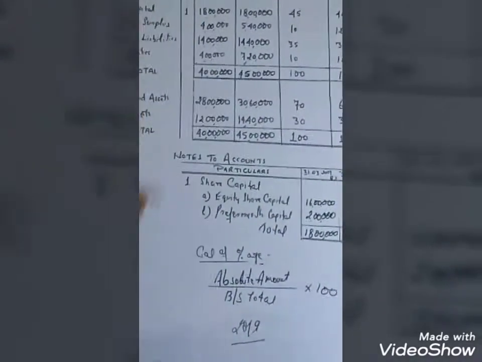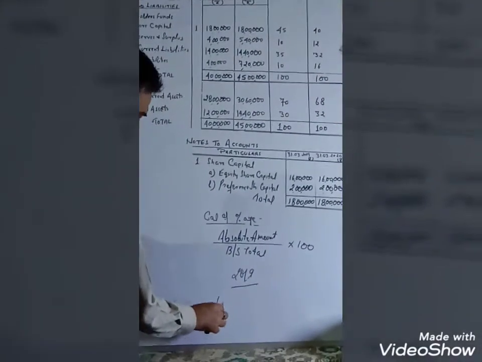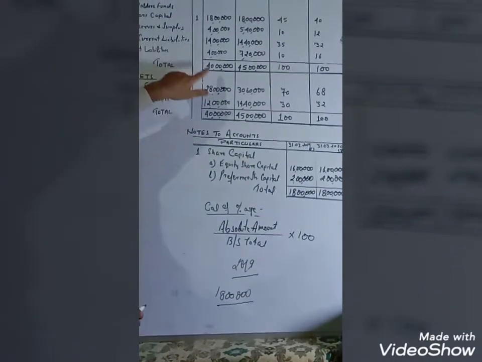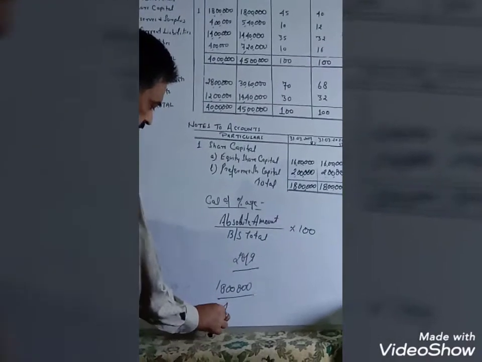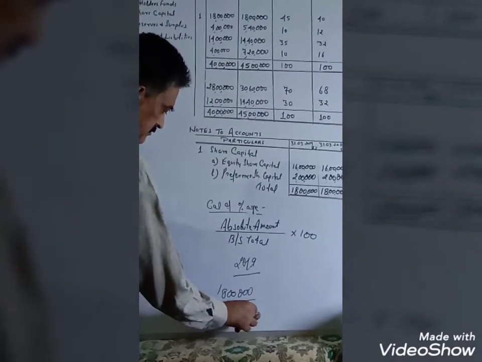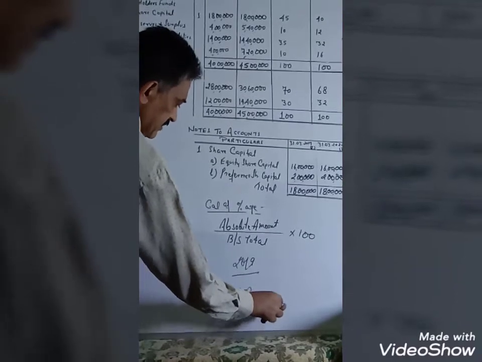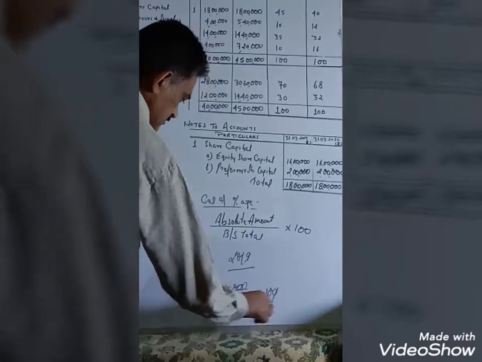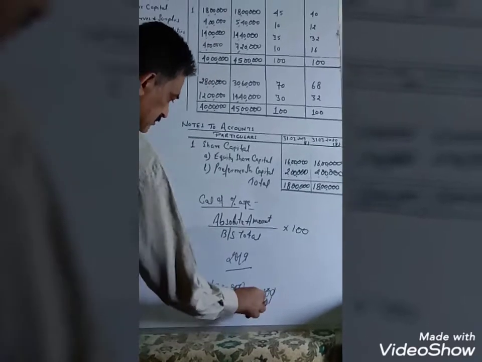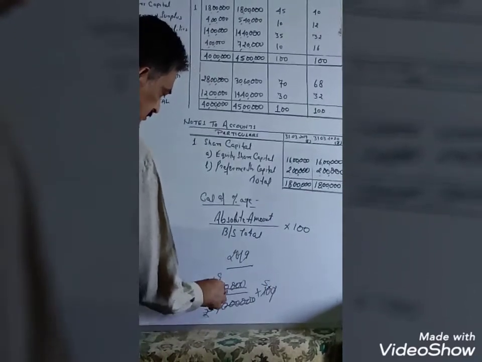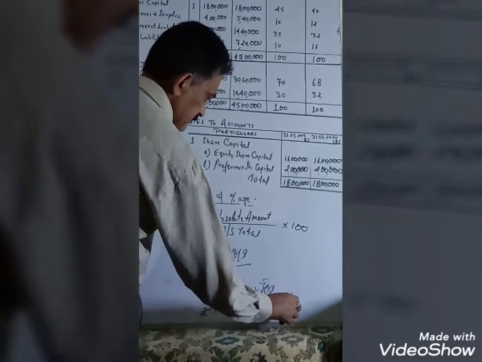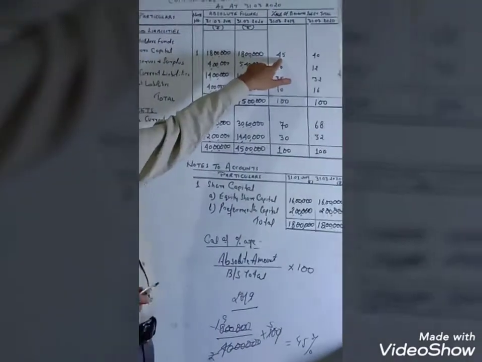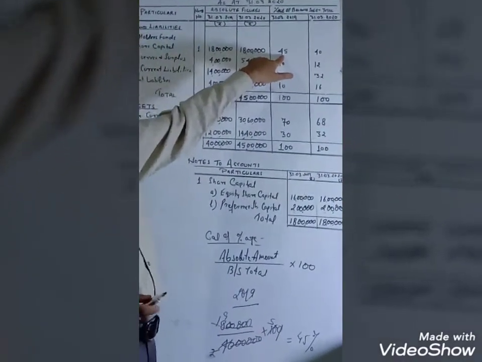share capital, it is 18 lakh divided by balance sheet total 40 lakh multiplied by 100. So this will be 45%. So this 45% we will reflect in the column 2019.